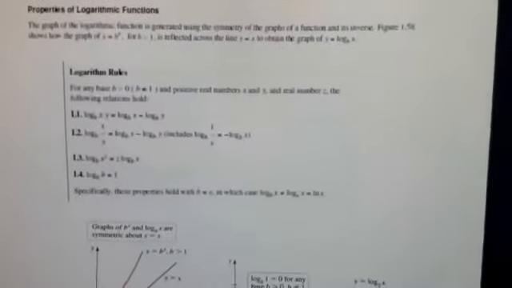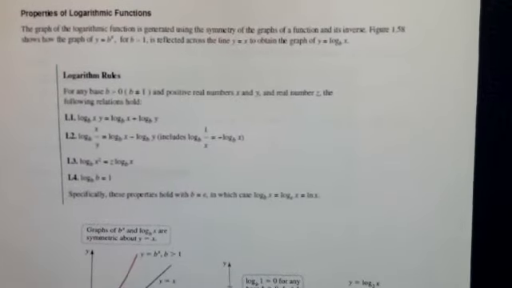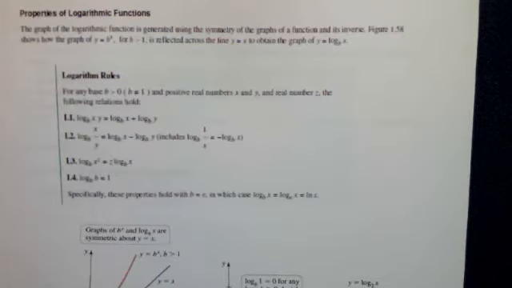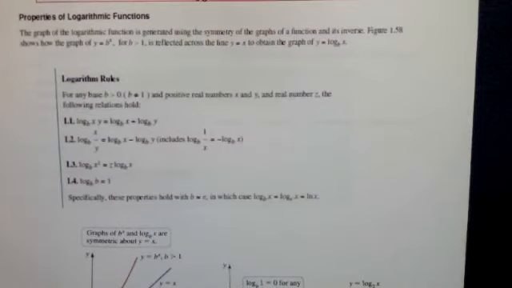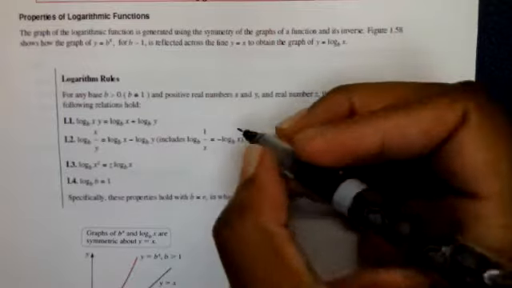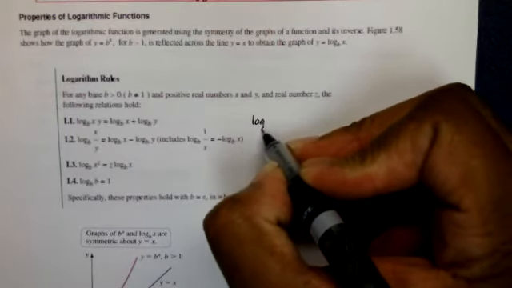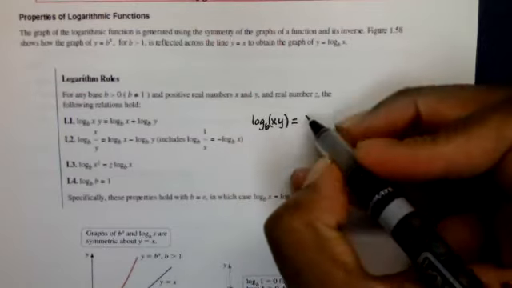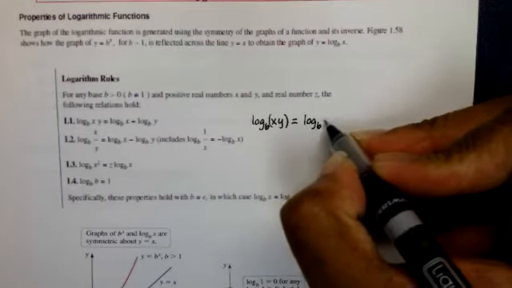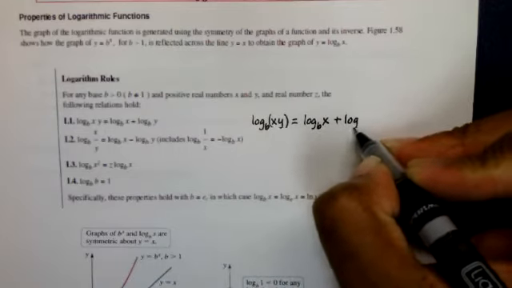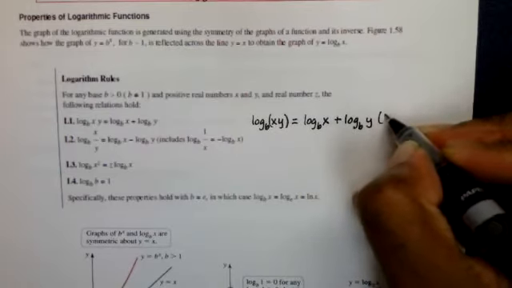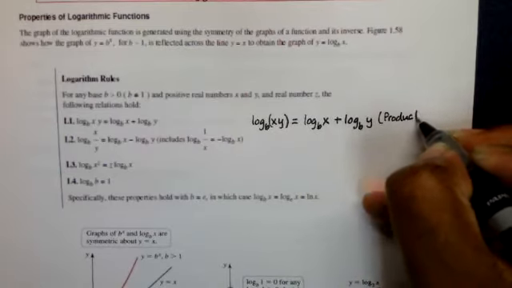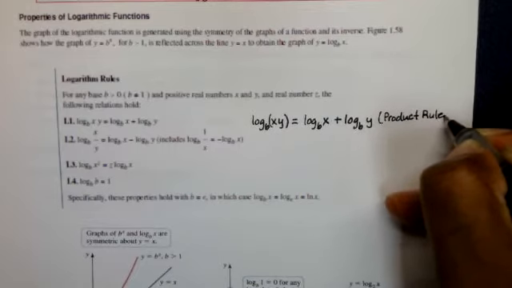And here are some logarithmic rules that we need to be familiar with. The first one, if you have log to the base b of x times y, that's equal to log to the base b of x plus log to the base b of y. So here, the log of the product is equal to the sum of their individual logarithms. We call that the product rule for logarithms.